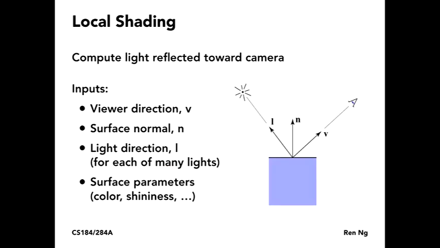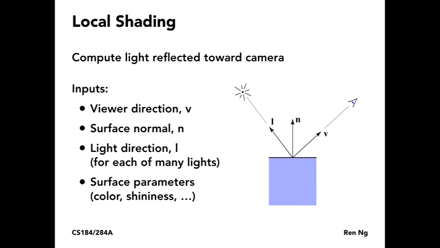Okay, let's get further into this. So the local shading for each of these components, let's start with the local shading model, rather, is the things we're going to limit ourselves to compute, are as follows. We want to compute the light reflected towards the camera for a piece of surface where we know the viewing direction, V.